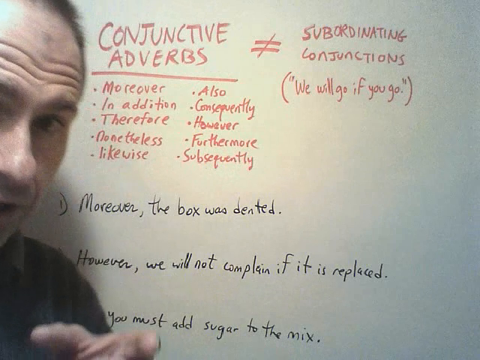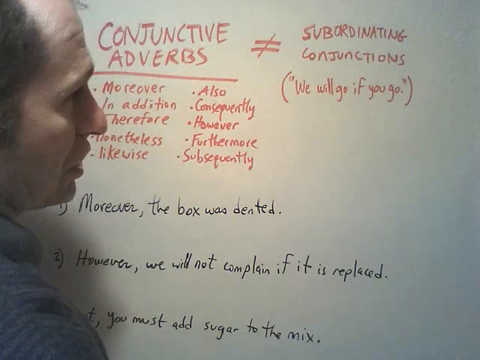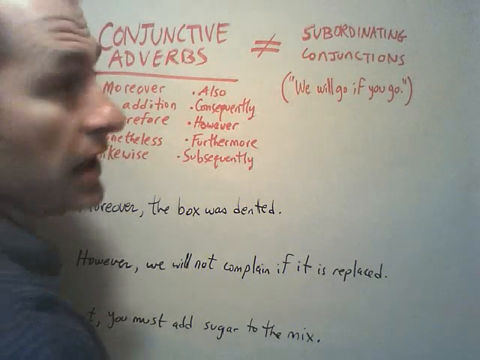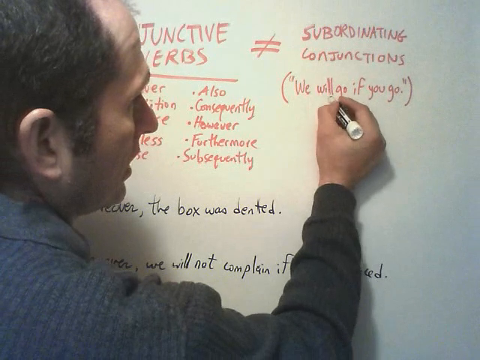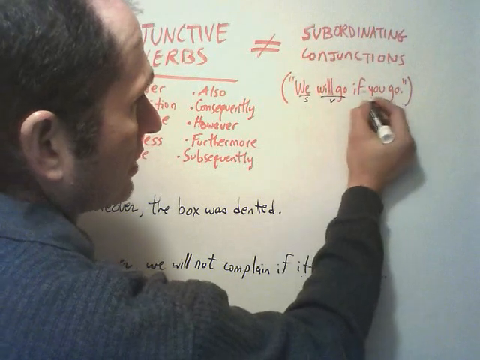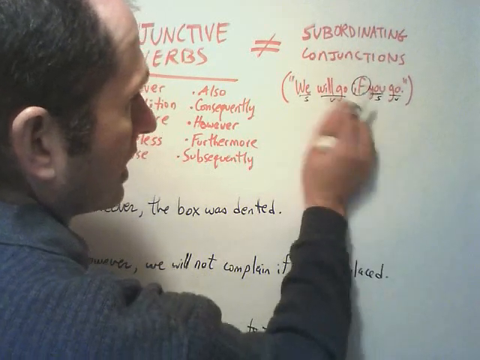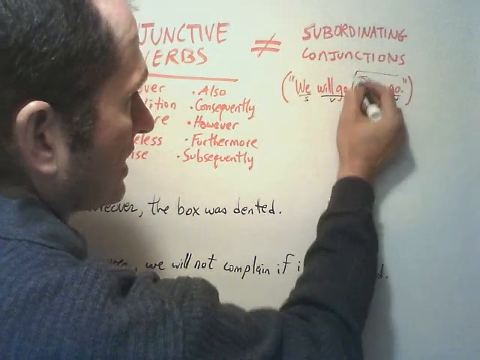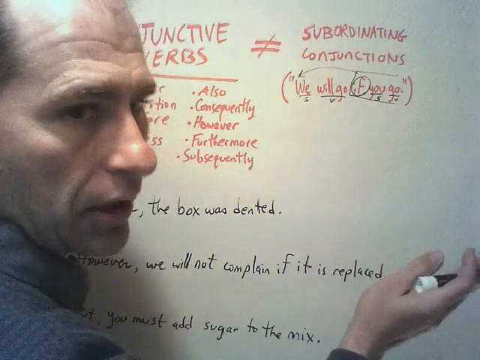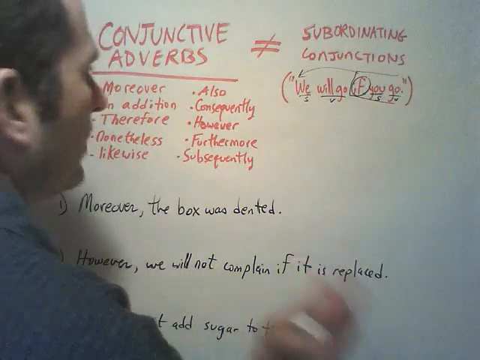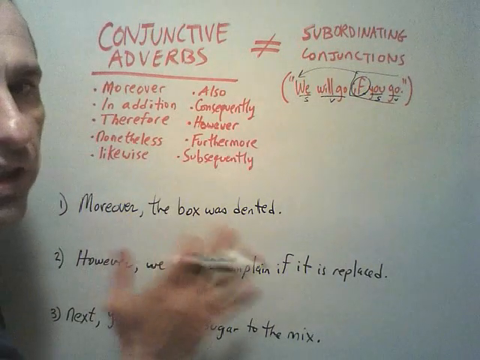So the first thing you should really remember is a conjunctive adverb is not going to be a subordinating conjunction. Remember, the key thing about a subordinating conjunction is that they join two patterns together. Here's your verb, here's the subject, here's a verb and subject. So here it is. You've got two patterns on either side, and you can take the whole thing and move it to the front and say, if you go, comma, we will go. That's a subordinating conjunction.